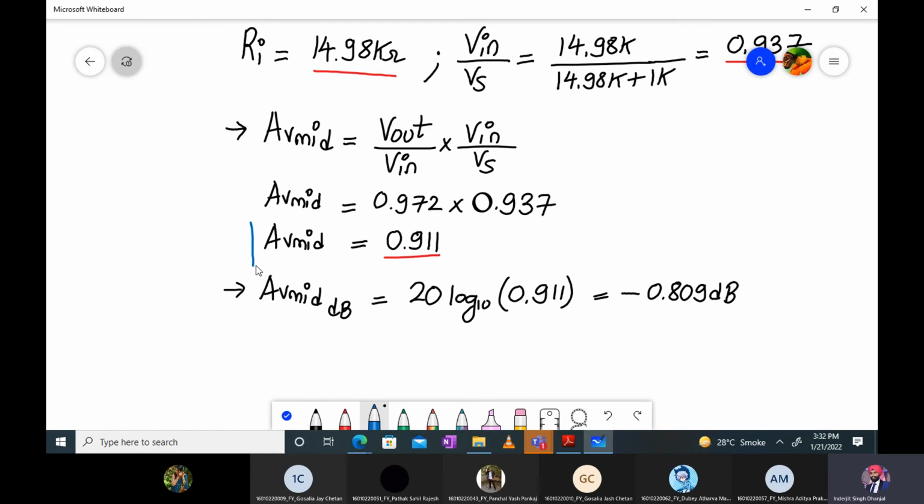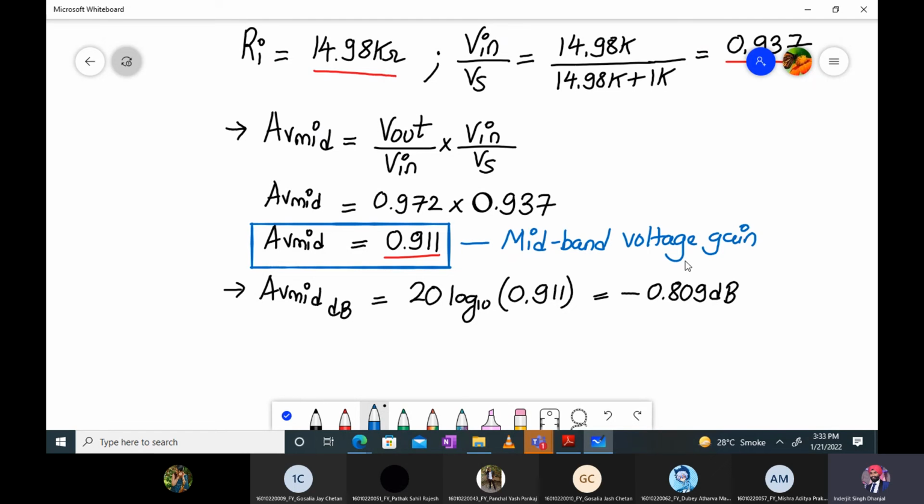So that's the answer for your Av mid, right? They have not asked us for dB, they have asked us directly with the help of magnitude only, not the dB one. So Av mid, this is my mid-band voltage gain. So with this, we have come to the end of the session, and I guess we have completed the low frequency response for BJT amplifier.